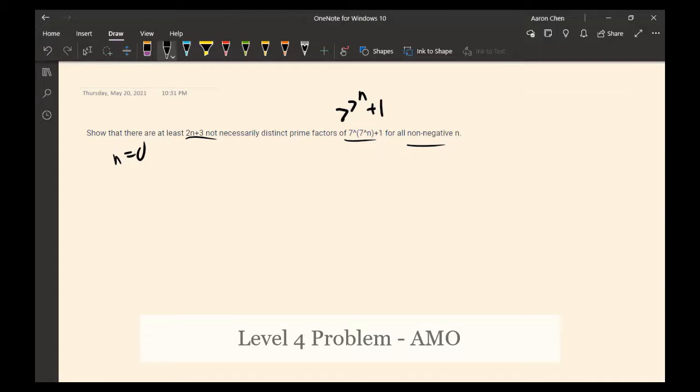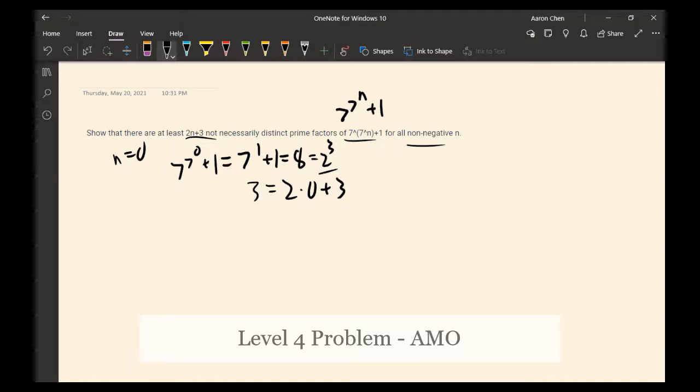it says non-negative n, so the base case would be n equals 0. And in this case, 7 to the power of 7 to the power of 0 plus 1 is equal to 7 to the power of 1 plus 1, or 8. And so 8 equals 2 cubed, and so in the base case, there are 3, which happens to equal 2 times 0 plus 3 prime factors. And so now, onto the inductive step.